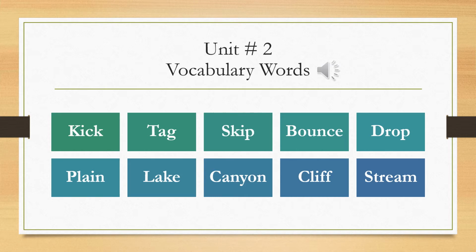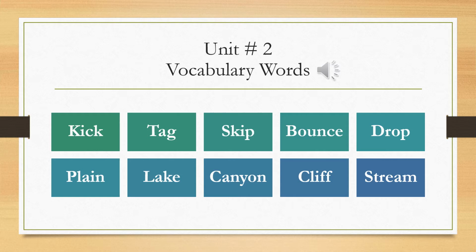Bounce. What does bounce mean? If you look at the picture, the boy is bouncing a ball. When a ball bounces, it falls to the ground, touches it and then comes back up again. That means you are bouncing the ball. Next is drop. Drop is when something falls from your hand and you drop something on a surface.